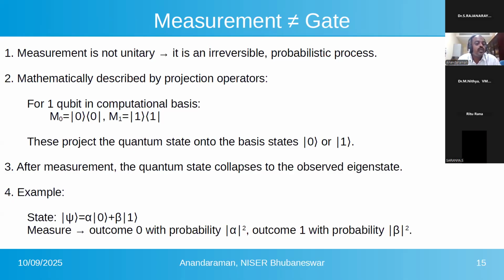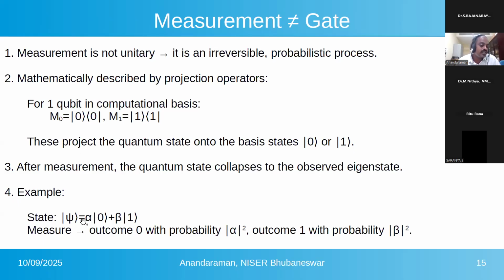The mathematical description for 1 qubit in the computational basis is M0 = Ket0 Bra0, and M1 = Ket1 Bra1. This projects a quantum state on the basis 0 or 1. After measurement, the quantum state collapses to the observable eigenstate, that is the energy level. Once you measure, the superposition collapses.